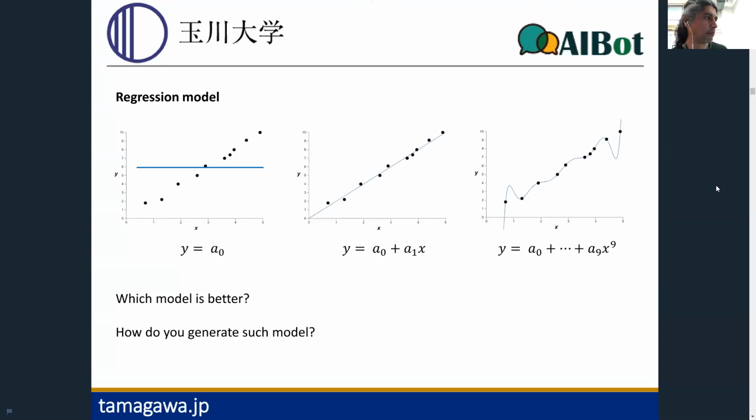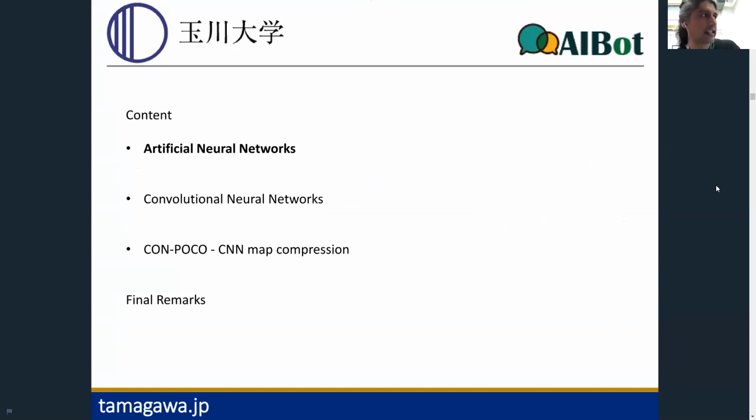So given that context, I want to introduce you to artificial neural networks. That is a way to represent this real-world data in a more complicated model. Then I will move to convolutional neural networks, that is a 2D representation of the neural network. And then I will introduce how we use that in a robotic application. And then I will conclude the presentation.